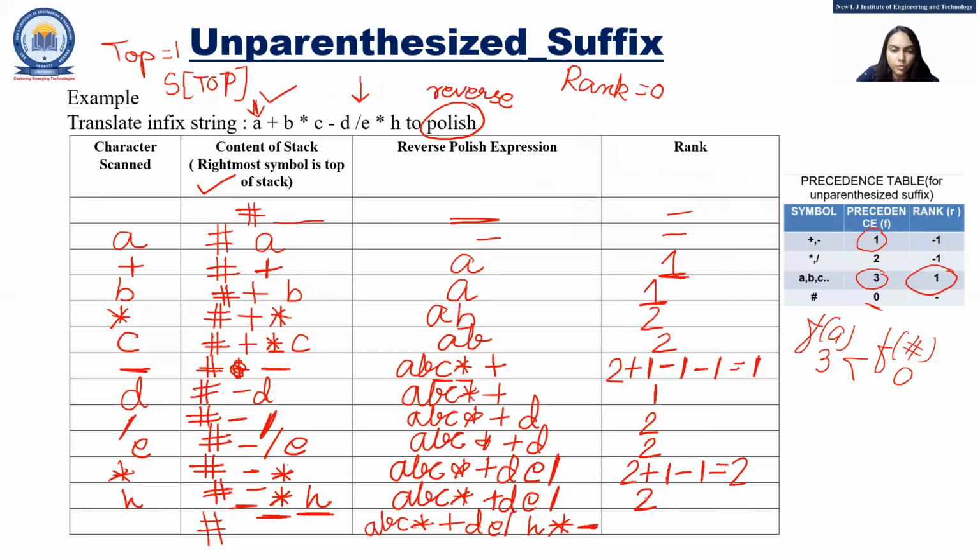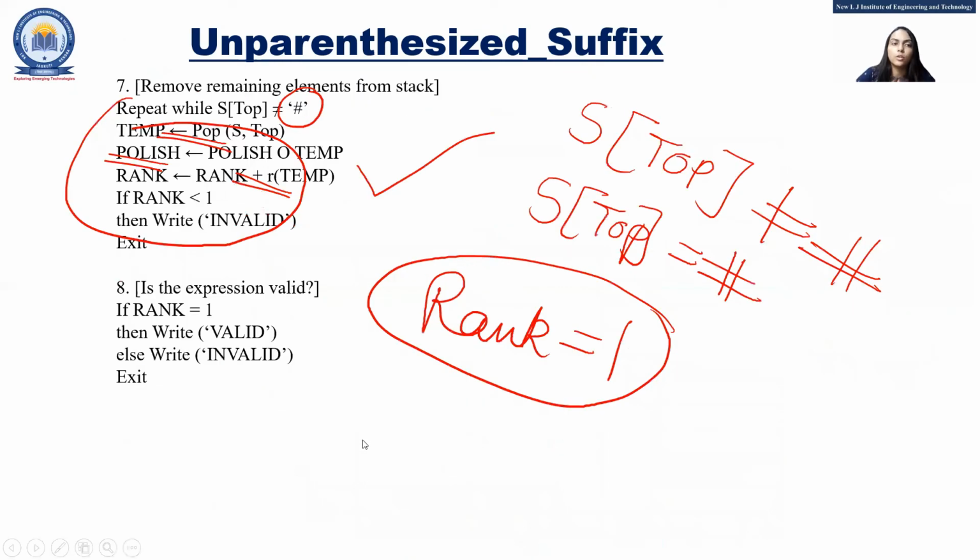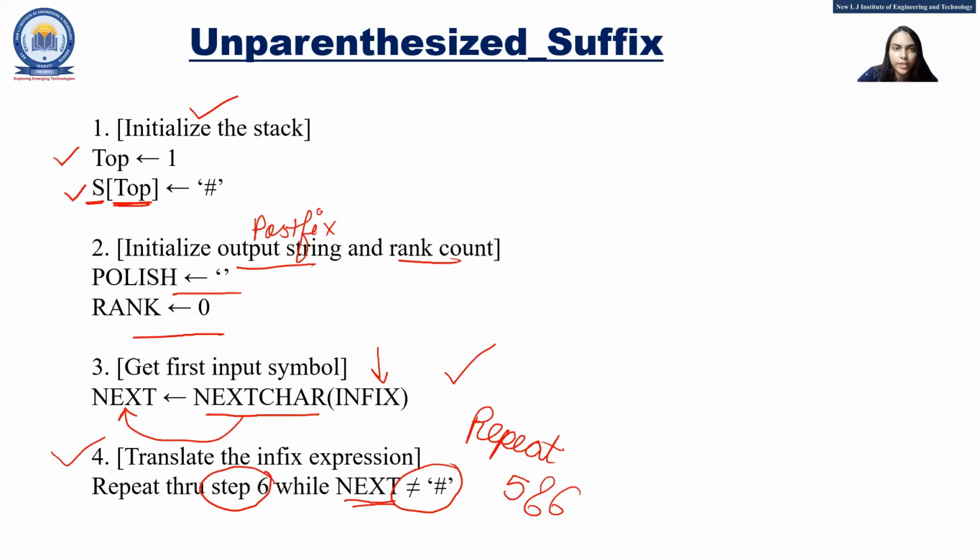So now let's see, it was 2, then we added H, so H has +1, then we had star, so -1 and minus, so -1. So 2 plus 1, 3, -1, 2, -1, 1. So the rank we got is 1. So this is our final converted string, which is ABC star plus DE slash H star minus. So this is how, based on this algorithm, we can convert an infix to postfix.